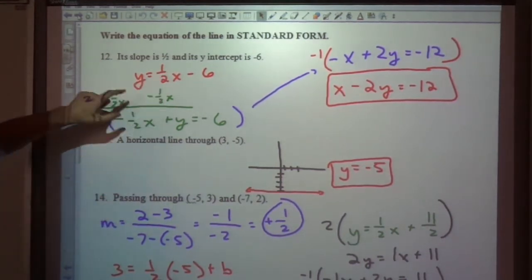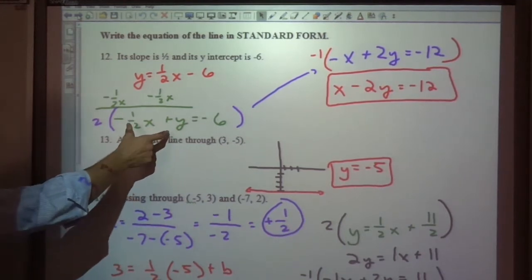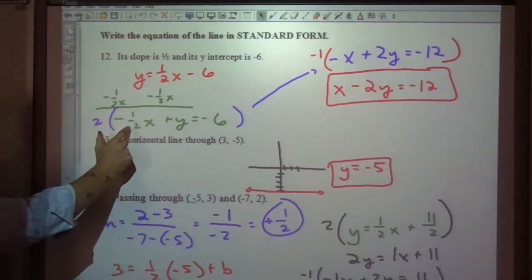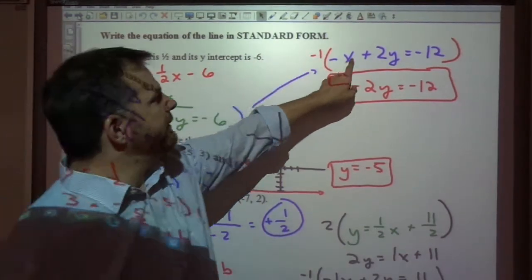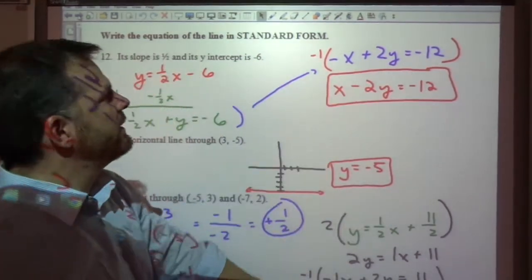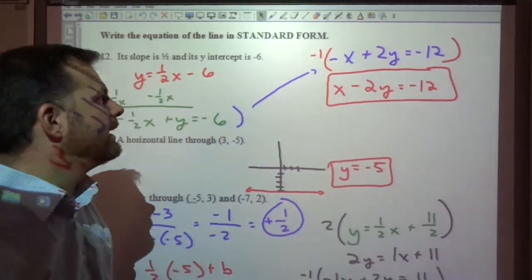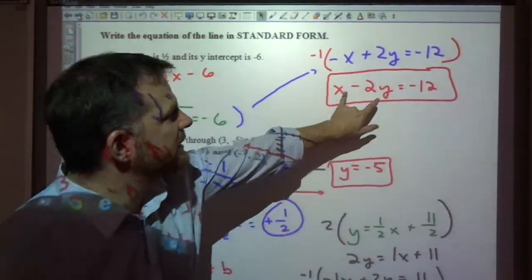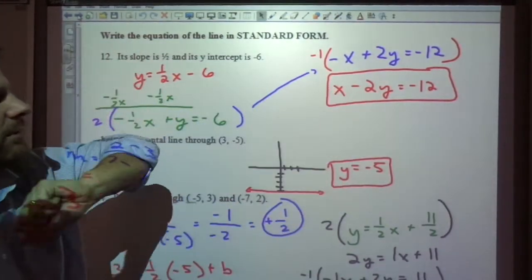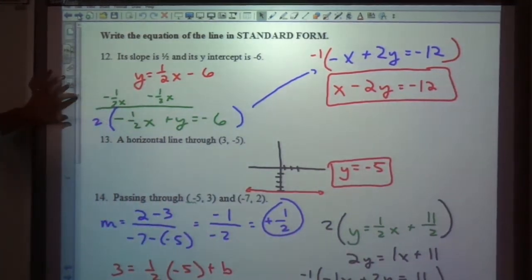So we'll subtract 1/2 x, bring it over here. So now I've got x and y on the same side together. I don't want 1/2, so I can multiply everything by 2. That would get rid of the fraction. That gives me negative x plus 2y equals negative 12. And I don't want x to be negative, so I can multiply by negative 1 and give me positive x. So now I've got x and y on the same side, no fractions or decimals, and the x term is positive.